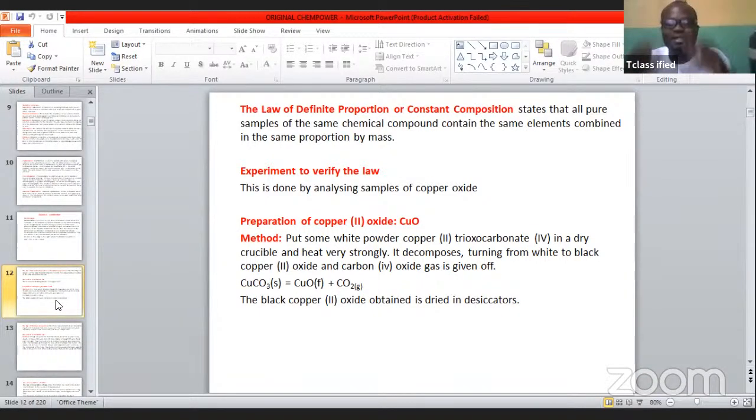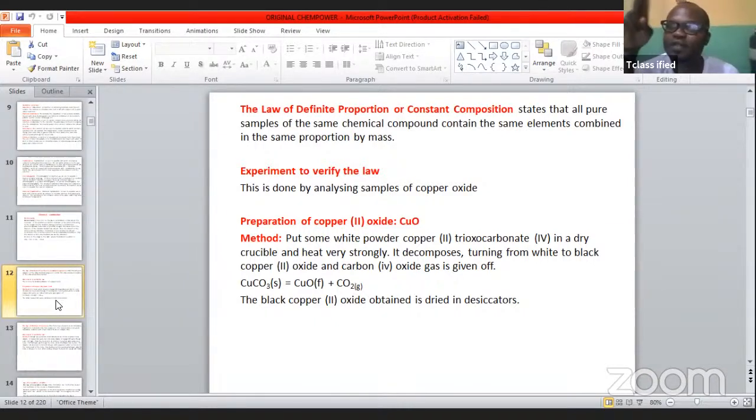So you can call it the law of definite proportion or the law of constant composition. And what does it state? So this law states that all pure samples of the same chemical compound contain the same elements combined in the same proportion by mass. So what do you understand by this law? This law is simply telling you that salt is sodium chloride. So a pure sample of salt, sodium chloride, in Abuja, and the one that you find in Canada, they must contain the same elements.